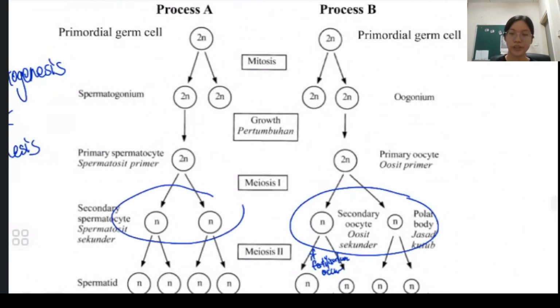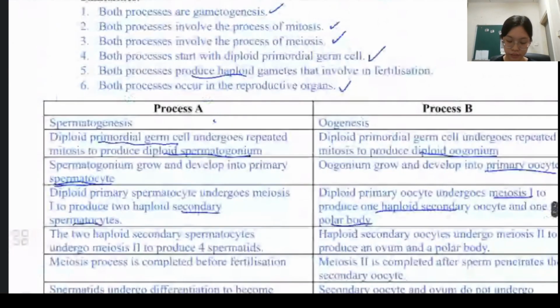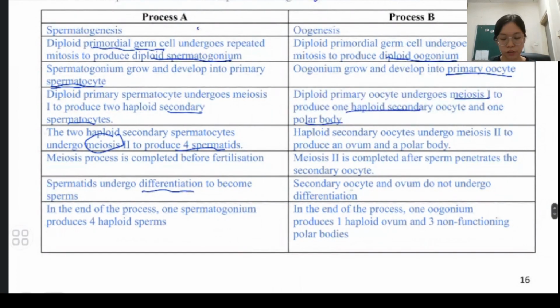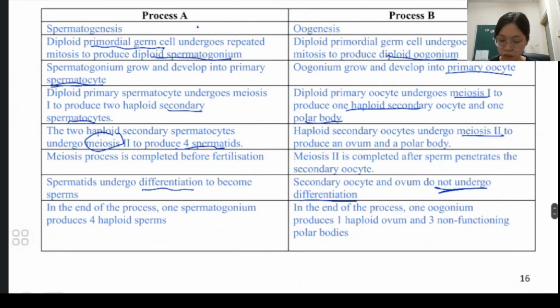Then you can continue this part. 2 haploid secondary spermatocytes undergo complete meiosis II to form 4 spermatids in the end. And spermatids will undergo differentiation. For the female one, they do not undergo differentiation. They don't need a head or tail or special features. They're just waiting for sperm to fertilize them. And then the haploid secondary oocyte undergoes meiosis II to form ovum and polar body.